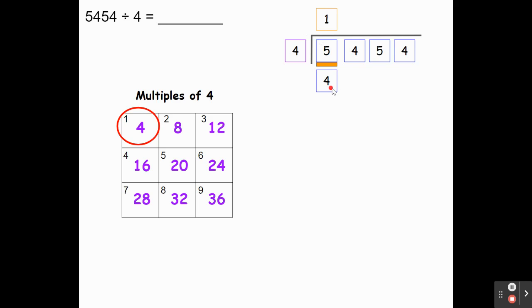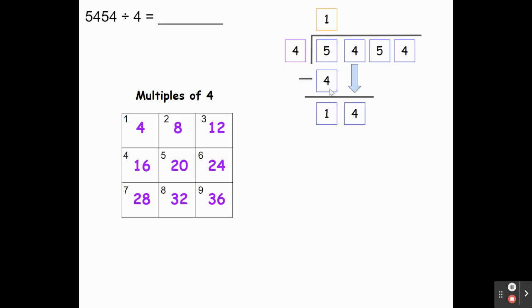So we can also get this 4 by multiplying 1 times 4 to get 4. When we subtract 5 thousands that we have all together minus the 4 thousands we're sharing, we get 1,000 left over. We can rewrite this as hundreds by bringing down the next digit, the 4, in the hundreds place.